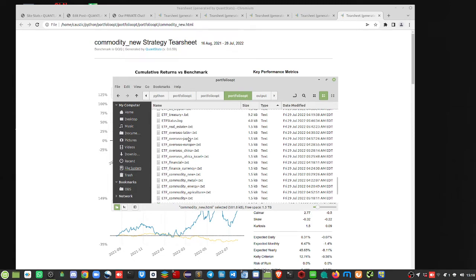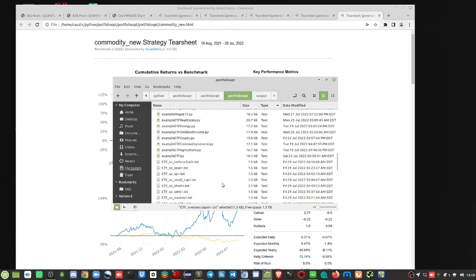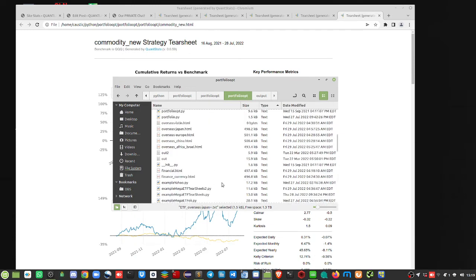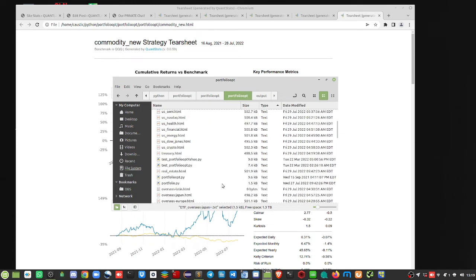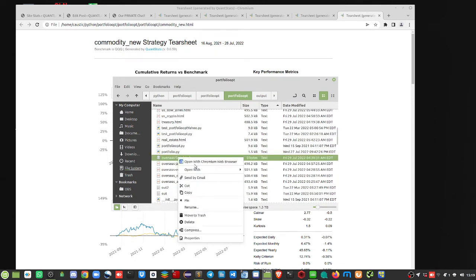So we have Japan, Latin America, China, Africa, and Israel. Again, these are ETFs that focus on these regions. So Japan's looking pretty good. So let me just pull up, so let's see if we have them here. So we have here overseas for Japan, I just showed you. Let's take a look at Latin America.